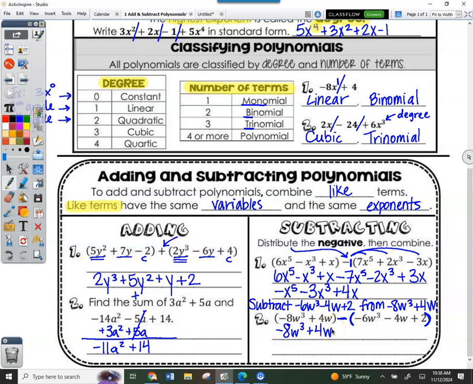Then carefully change the sign of everything in the parentheses after the minus. So this becomes 6w cubed. What's this become? 4w. Plus 4w minus 2, minus 2. Now I can go in and combine my like terms. -2w cubed plus 8w minus 2.